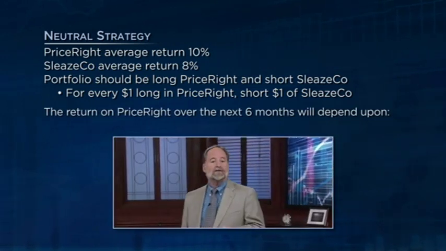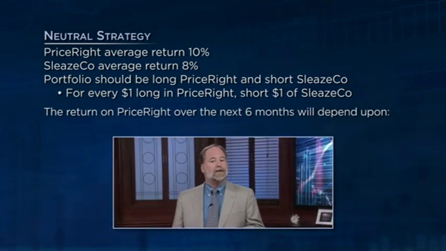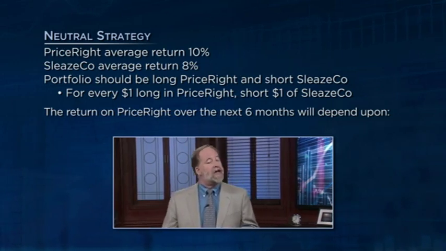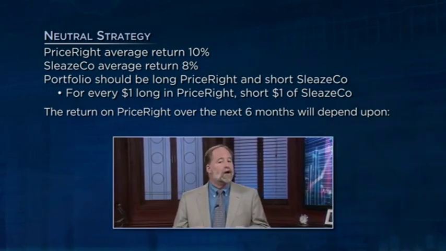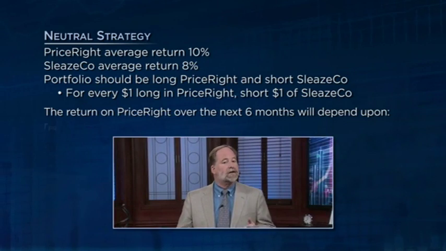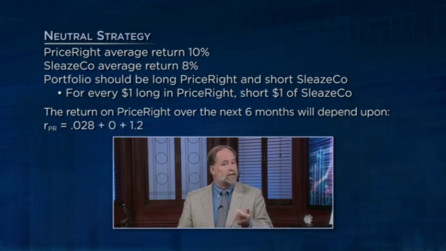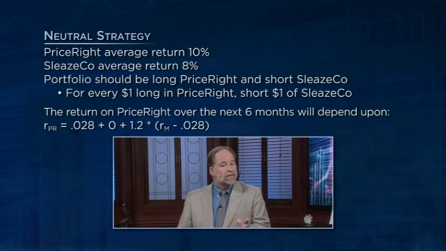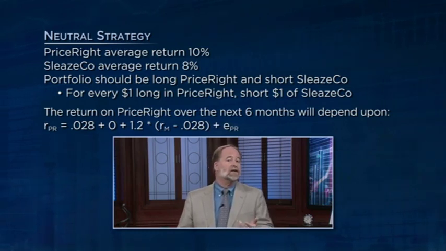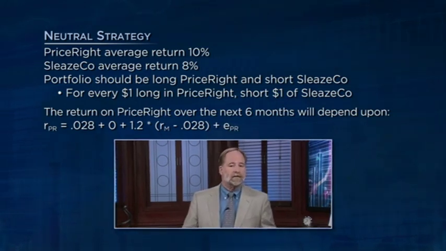The return on Price Right over the next 6 months will depend upon idiosyncratic returns and also the return on the market according to the single factor model. The return on Price Right is going to be equal to the risk-free rate, 2.5%, plus its alpha, which is 0, plus 1.2, its beta, which is the same as SleazeCo, times what? The excess return on the market, the market return minus the risk-free rate, plus, let's say, epsilon for Price Right, the idiosyncratic term. I'm not sure what that's going to be.